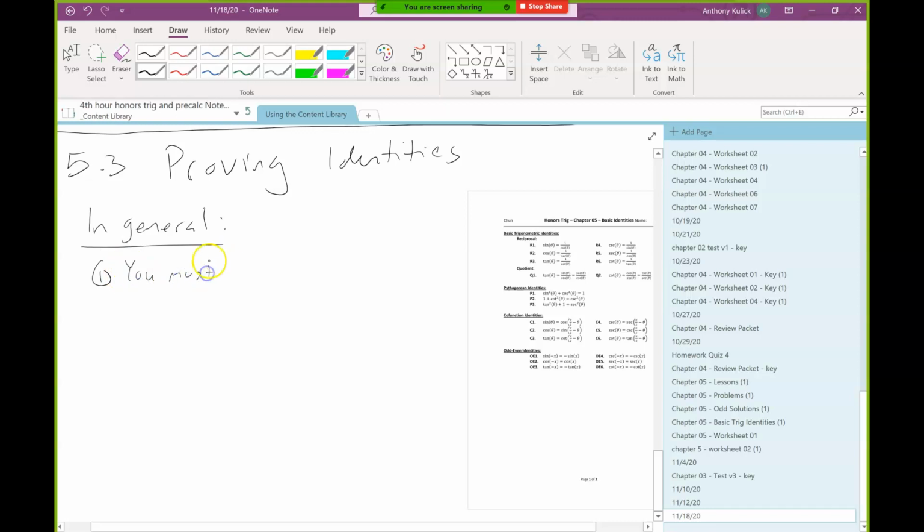And this is me asking from a style perspective. You have to pick one side of the identity to work on, and you're not done until it's identical to the other side of the identity. You can't do things to both sides. You can't add or subtract things from both sides, and you can't multiply or divide both sides. That's not going to be okay.